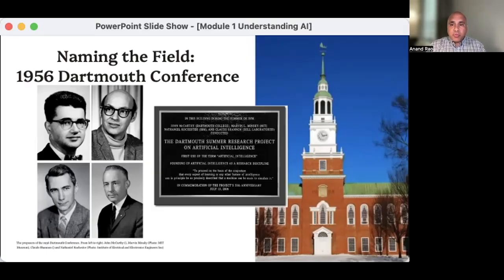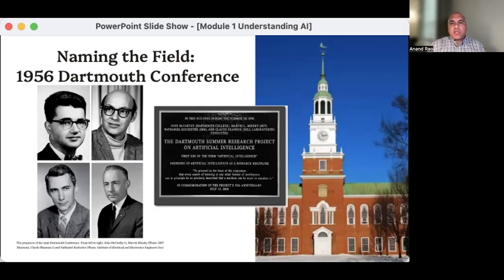The proposal was pretty audacious. They believed that every aspect of learning or any other feature of intelligence could be so precisely described that you could simulate that thought process with a machine. Now, obviously, that was well before the technology was able to support this, but they were able to theorize a lot of what has happened ever since in the field of artificial intelligence. So it didn't only give artificial intelligence its name, it really established AI as a legitimate field of scientific inquiry. It set the research agenda that would drive the field for decades to come.